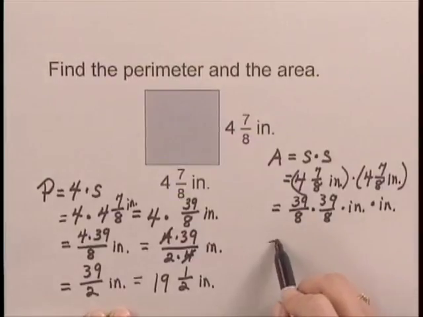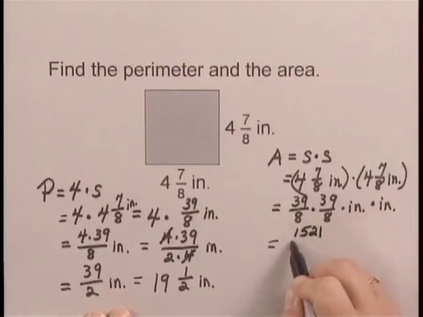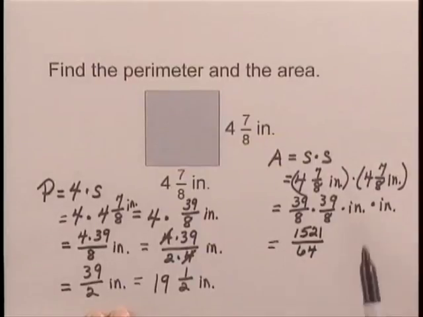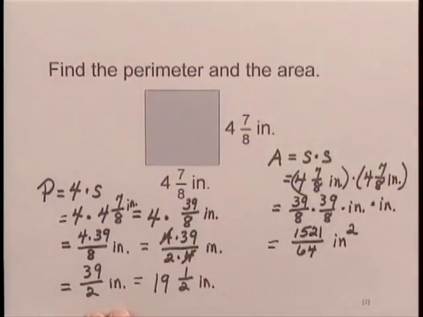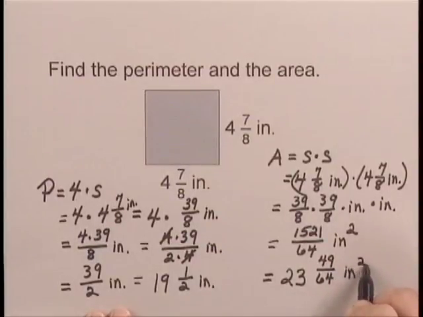When I do the multiplication, I multiply 39 times 39, which is 1,521, and I multiply 8 times 8, which is 64. When I think of multiplying the inches times inches, I can just write square inches, because that would be the unit of area for the square. Again, I should write this as a mixed numeral because I began with mixed numerals, and converting the fraction to a mixed numeral, I have 23 and 49 over 64 square inches. I have found the perimeter and the area of the square.